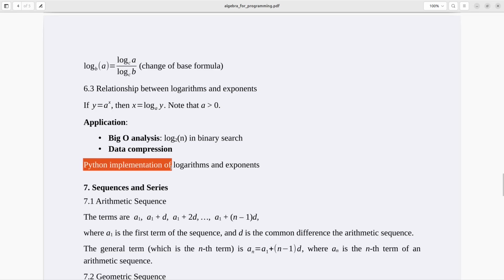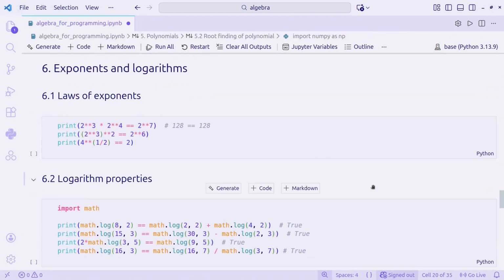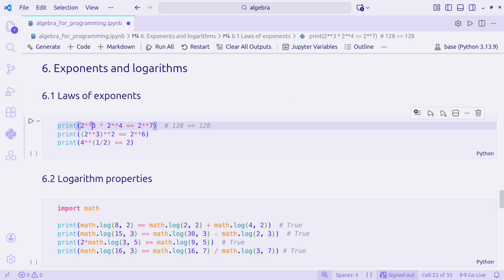So we can try to implement logarithms and exponents in Python. Now let's see how we can do exponents and logarithms in Python. So let us handle the laws of exponents first. I can use 2 asterisks to denote the power. So 2 to the power of 3 times 2 to the power of 4, is it equal to 2 to the power of 7? It should be the same.